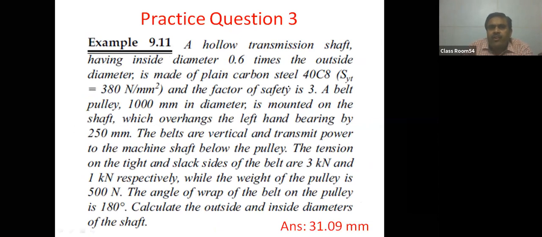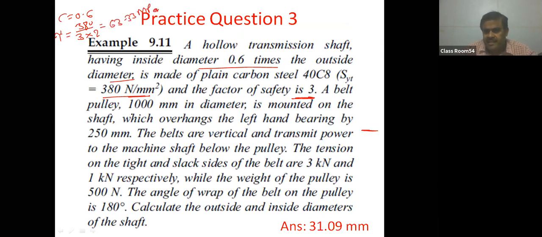So just read: a hollow transmission shaft having inside diameter 0.6 times the outside diameter. So C is given. C is 0.6. The material of the shaft is 40C8. Syt is given 380 and the factor of safety is 3. Okay. So 380 divided by 3 into 2, then you can find the permissible shear stress. Solve this. What is the value? 380 divided by 6. So 380 divided by 6 is coming 63.33 megapascal. It is the permissible shear stress.